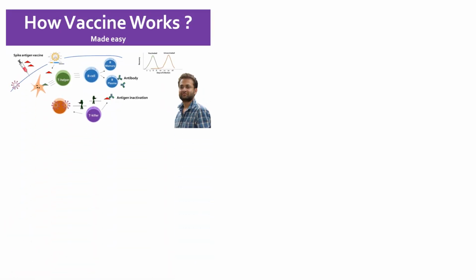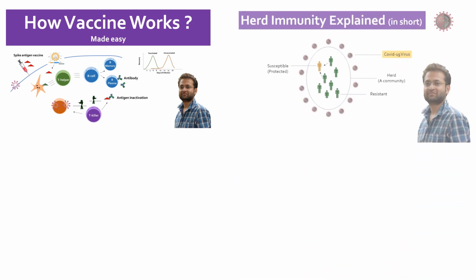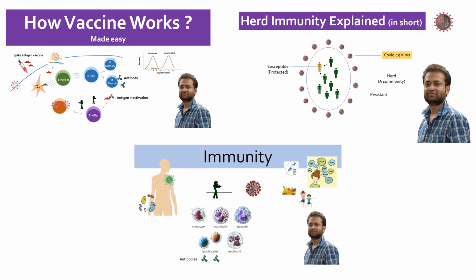In my previous video, I explained how vaccines artificially develop adaptive immunity in us and prevent us from getting severe illness. How getting vaccinated helps the whole community against the virus, the concept of herd immunity. I also mentioned that it is not just the antibodies but the other immune cells too that play an important role in fighting against viruses like SARS-CoV-2. If you have not watched them yet, I recommend you to watch them to understand today's video better.